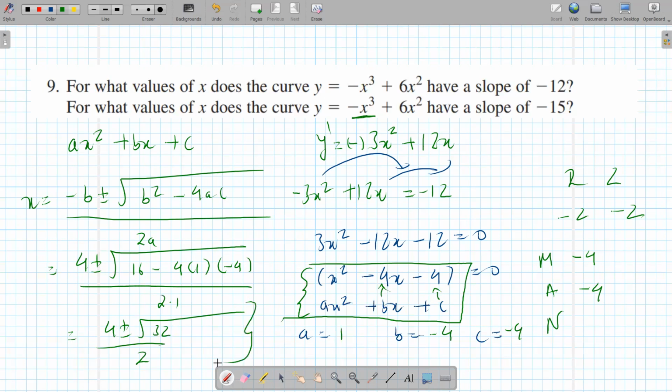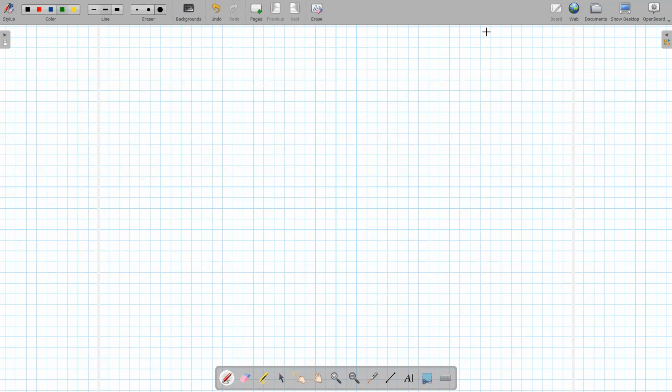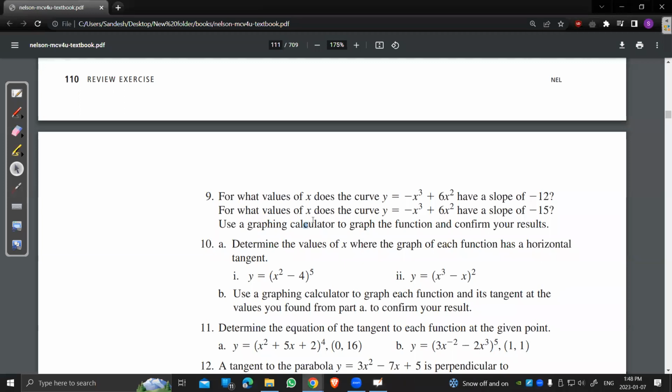You can plug it into the formula to get two different numbers for that one. Okay? So if factoring doesn't work, you have to use this quadratic formula. And if there's an x-intercept, the quadratic formula always works. Factoring does not always work. Factoring only works for nice multiples, I guess.